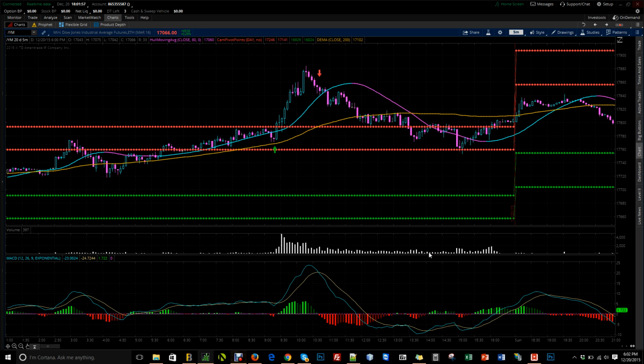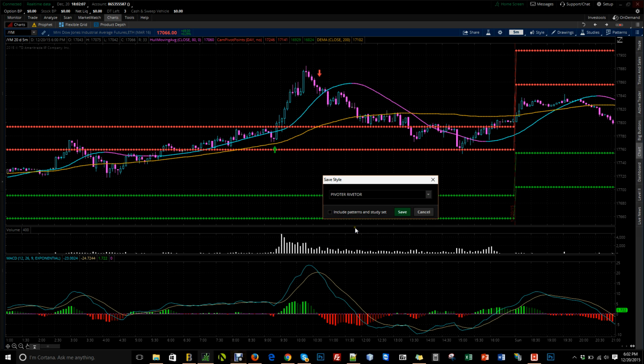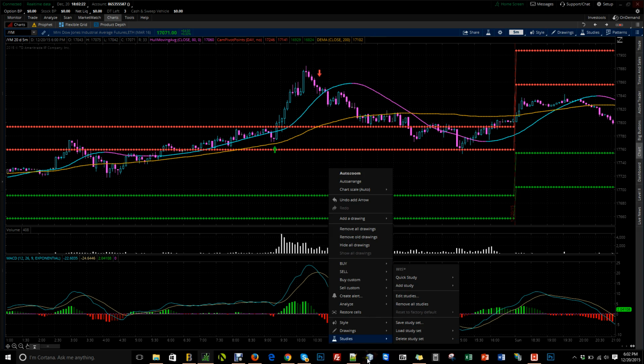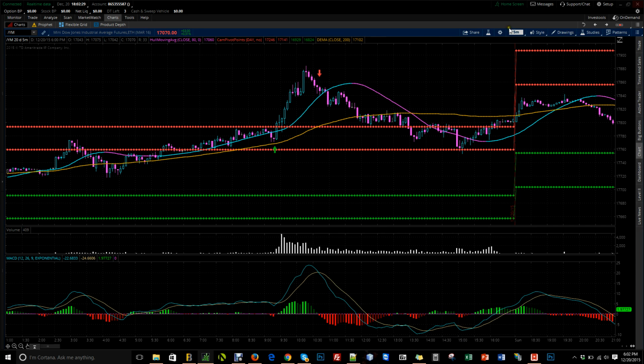Okay. So, what I usually do with any setup that I create on thinkorswim, I like to do right-click, Style, Save Style, include patterns and study set, and then put in a name for it. So in this case, it's the Pivoter Rivetor. So then I don't need to add any of that anymore. Okay, it's just going to come up on any chart that I do a right-click, Style, Load Style, and then Pivoter Rivetor. Okay, I use this on the 5-minute chart.